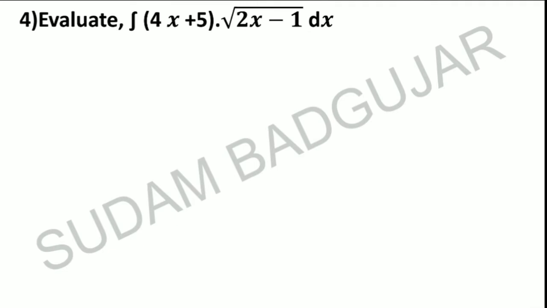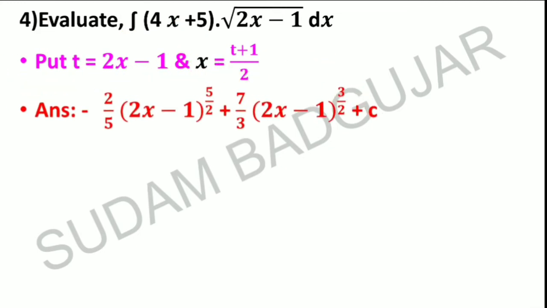Now the next part is: evaluate integration of 4x plus 5 into under root of 2x minus 1 into dx. Yes, it is the previous form. What is t? t is equal to 2x minus 1. Then you will get the value of x from this substitution, and then you have to find out the value of dx. Then the final answer is 2 by 5 into (2x minus 1) bracket raised to 5 by 2. Means you have to try this. It's very simple. Integration of linear into under root of linear: put t is equal to the inside polynomial.